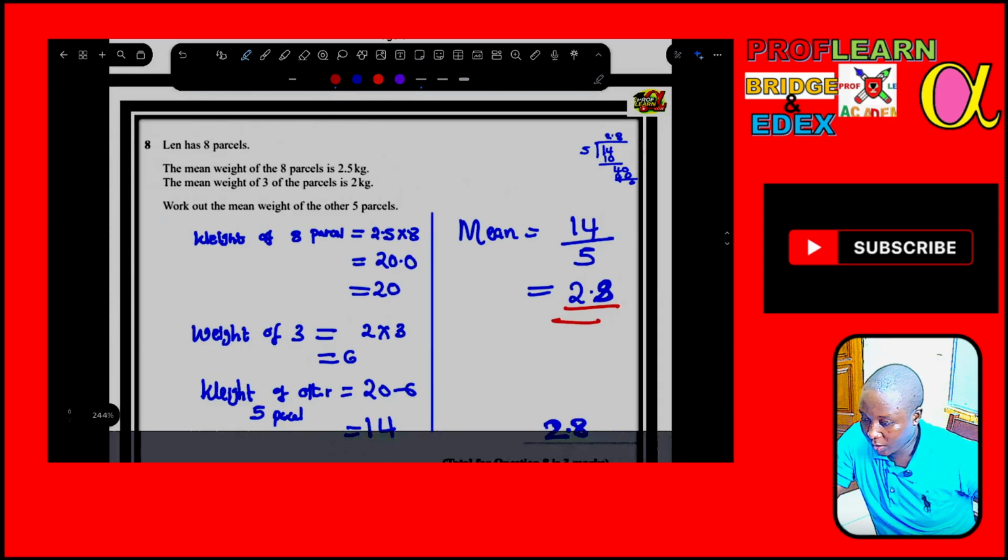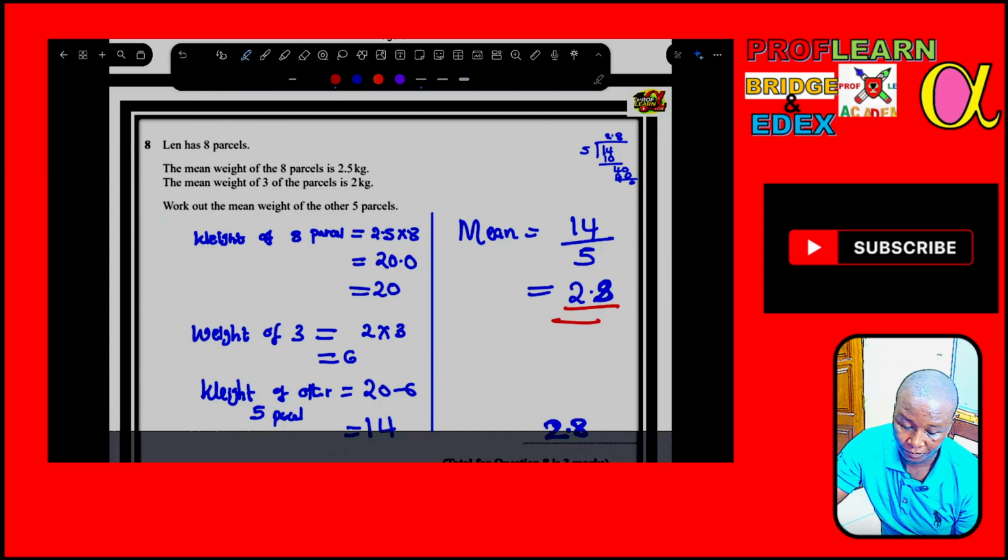Okay, so we also have another question here that says that Len has 8 parcels. The mean weight of the 8 parcels is 2.5. The mean weight of 3 of the parcels is 2 kg. Work out the mean weight of the other 5 parcels. So if the mean weight of the 8 parcels is 2.5, then the total weight is 2.5 times 8, which is going to give us 20.